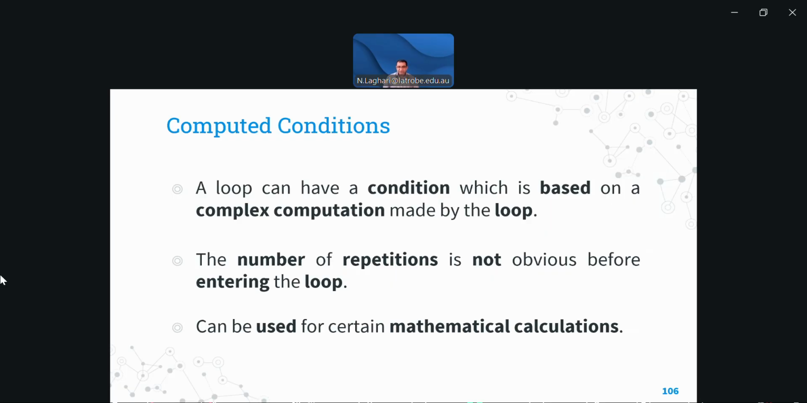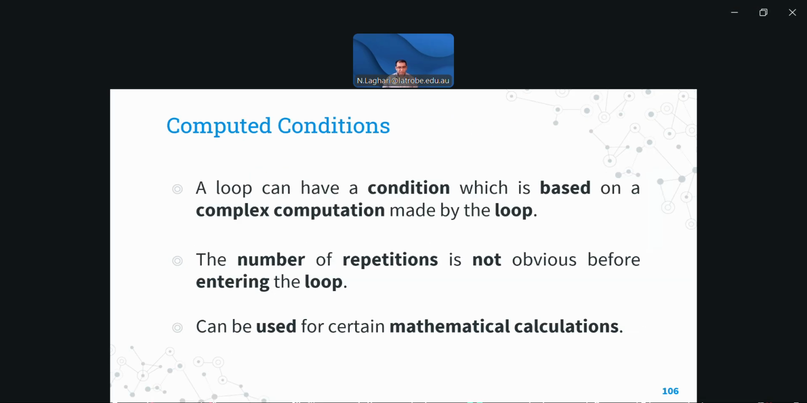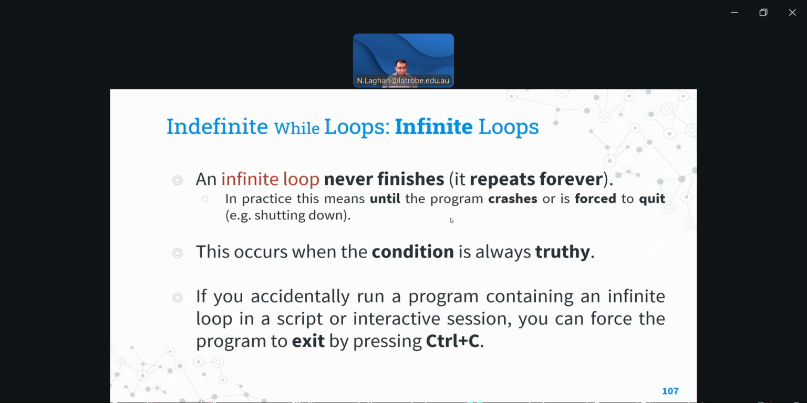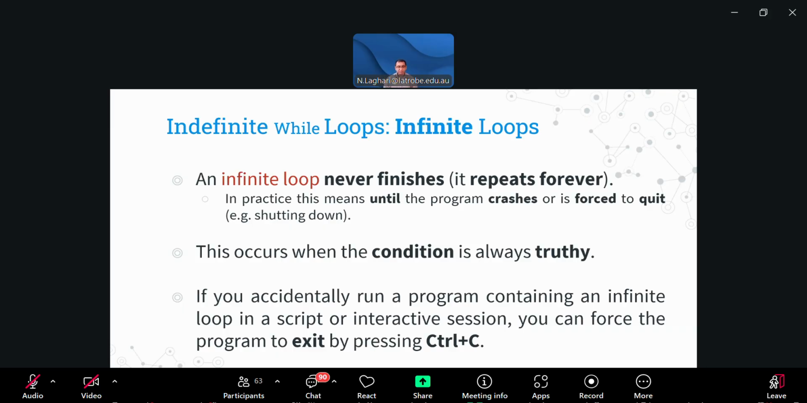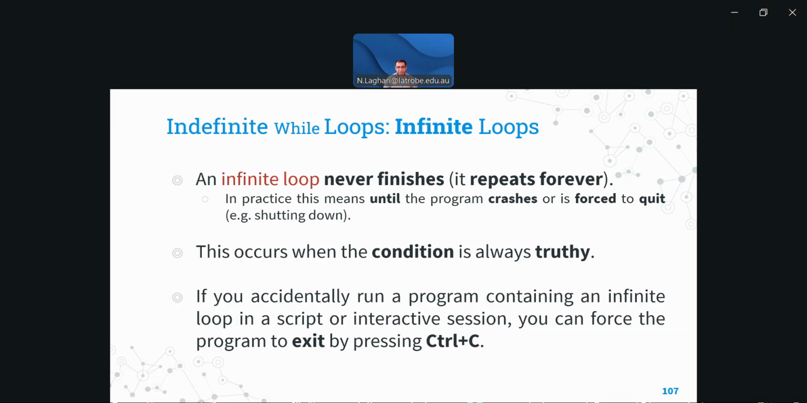So a loop can have a condition which is based on a complex computation made by the loop. We don't have an example here, but we understand the concept that if certain values are computed, they can then trigger the loop to finish. And sometimes we never want to finish loops. They would be there forever. It's not always that the program crashes. Sometimes they can crash, but sometimes we keep our loops running on purpose.